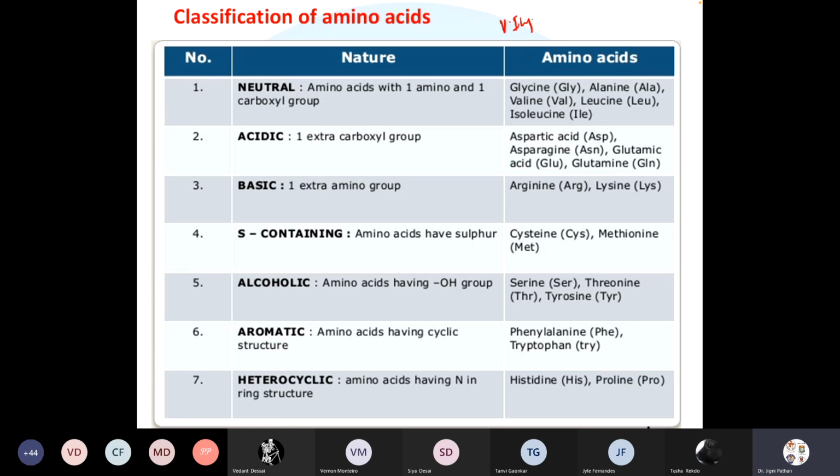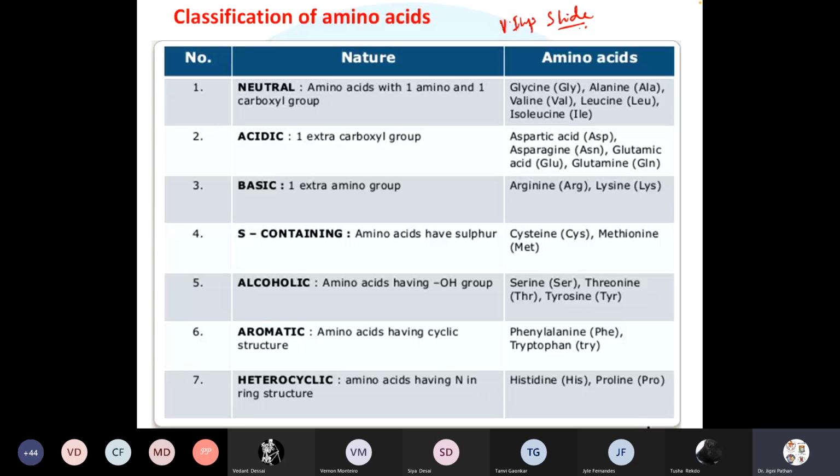Sulfur containing amino acid. The amino acids that have sulfur are said to be sulfur containing amino acids. And the examples are very important. Cysteine and methionine are the sulfur containing amino acids. They'll give a group of amino acids and tell you to select which among them is a sulfur containing amino acid. Are you all getting the point? Alcoholic amino acid, the amino acid having an alcohol group, OH group. Which among these is an alcoholic amino acid?